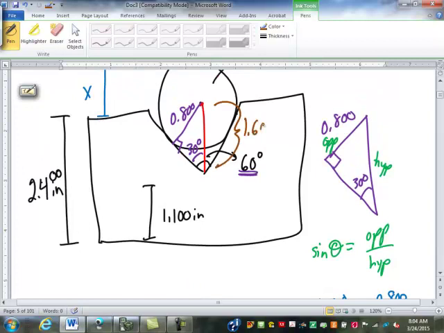So this is 1.600 inches. I'll pause. Everybody get that? No?